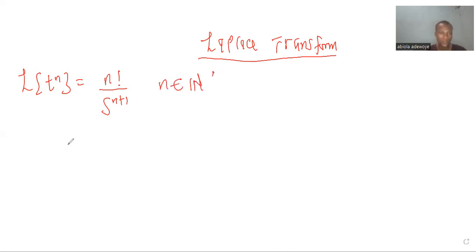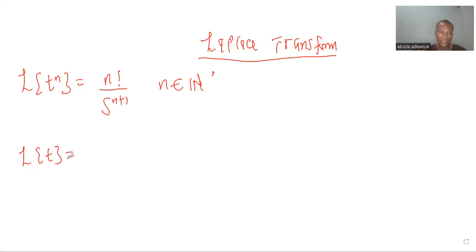So from this general formula, if you are asked to find the Laplace transform of, let's say our n, let's start from 0 first. If n is equal to 0, it means I'm finding the Laplace transform of t raised to power 0, and t raised to power 0 is 1. So the Laplace transform of 1 gives us 1 over s.